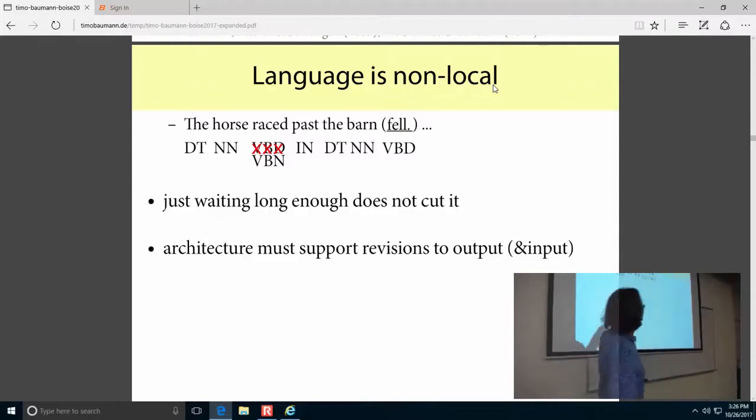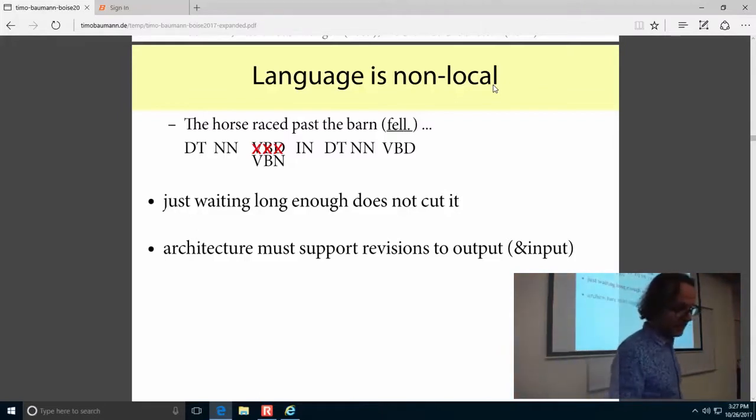So the message that I want to get across is just waiting long enough doesn't cut it. For this speech example, you could say, well, just don't think about whether it's 440, 14, or four teenagers. Just give it a little slack. But language is actually non-local. So I could be talking in a subclause about this barn forever, as long as I wanted, until I add or don't add the full verb at the end. So just waiting doesn't cut it.